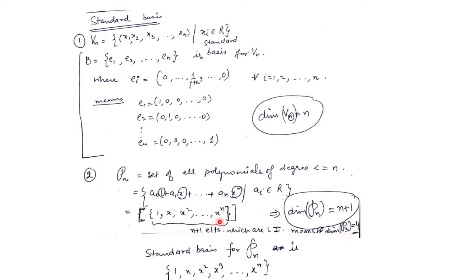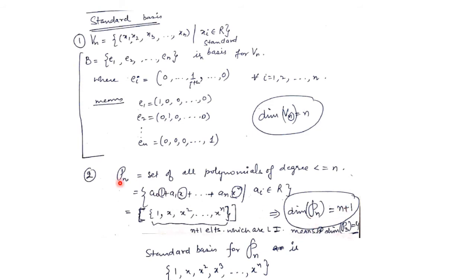And how many elements are in this set? 1, 2, 3 and so on, n plus 1. So this set has n plus 1 elements, therefore the dimension of Pn is n plus 1. It is the set of all polynomials of degree less than or equal to n. So all the terms with degree up to n, x, x square, x cube, and one more term which is the constant term. That's why this has n plus 1 elements, right? So the dimension of Pn is n plus 1.